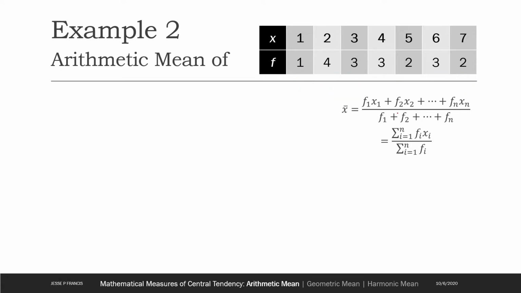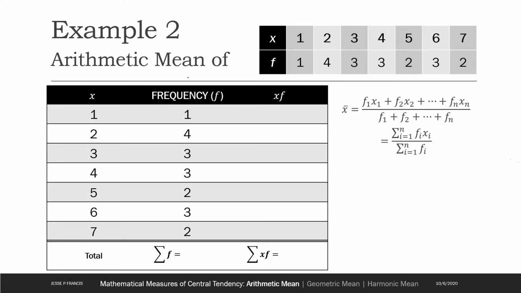I know it can be done manually by writing x1 into f1, plus x2 into f2, and so on. But that's a bit tedious process, right? So let's use a little shortcut and simplify the entire process by using a table. In this particular table, in the first column I have simply copied the values of x. In the second column I have copied the values of frequency, and in the third column I have multiplied the frequency with the value of x. So let's fill in the table first.